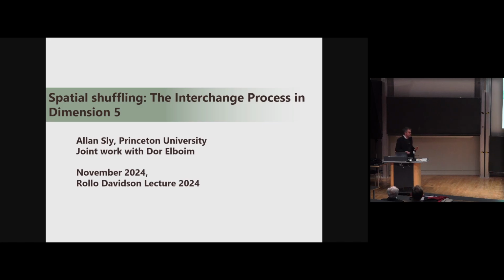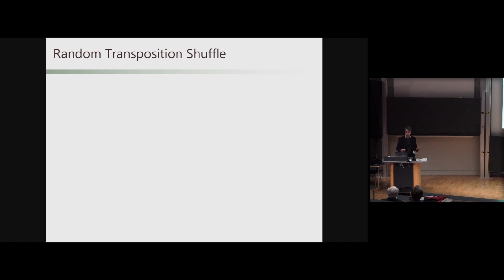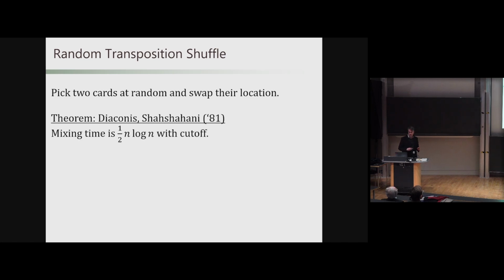But before I tell you about that, let me start with something a bit simpler, which is just card shuffling. One way of shuffling a deck of cards is the random transposition shuffle. You pick two cards at random and interchange their locations. And you don't need to be a great mathematician to know this isn't a very good way of shuffling a deck of cards. It'll be very slow. You do need to be a good mathematician in order to answer exactly how slow it is.